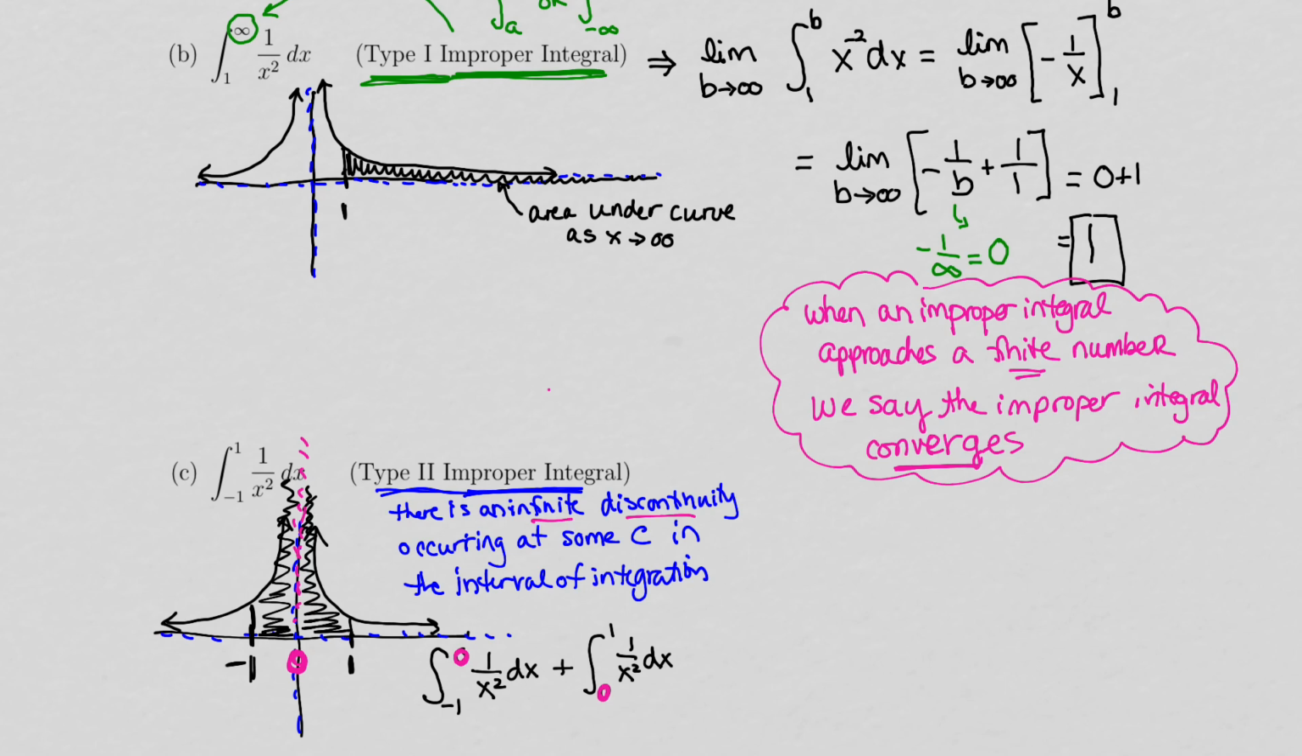And you can see it. The area goes up forever and ever and ever. And just like for type 1 improper integrals, sometimes that area will collapse fast enough. So if the curve gets close enough, fast enough, that area will converge to a number. But if it doesn't, then it's said to diverge.